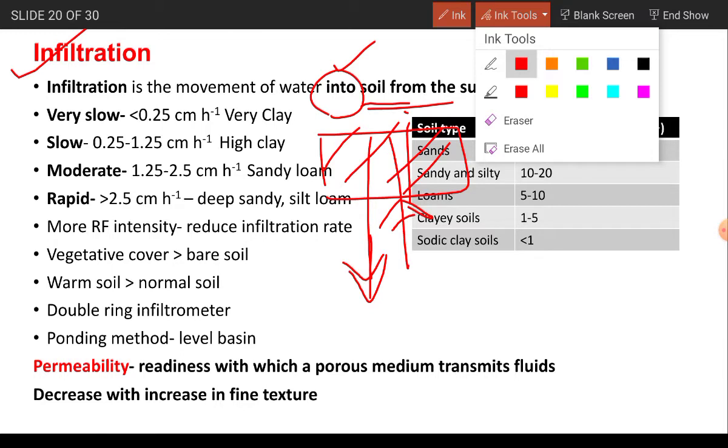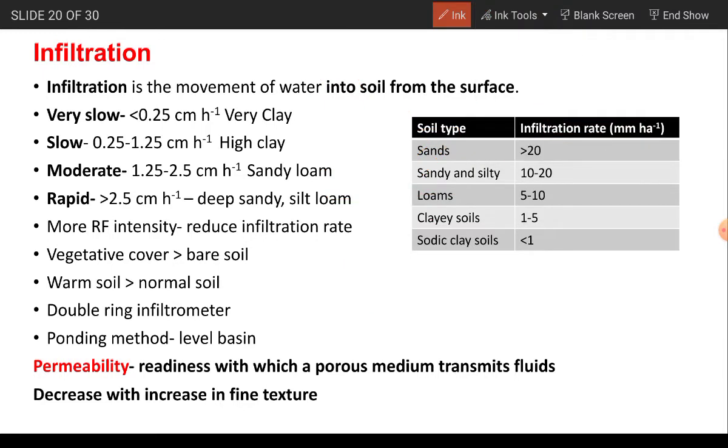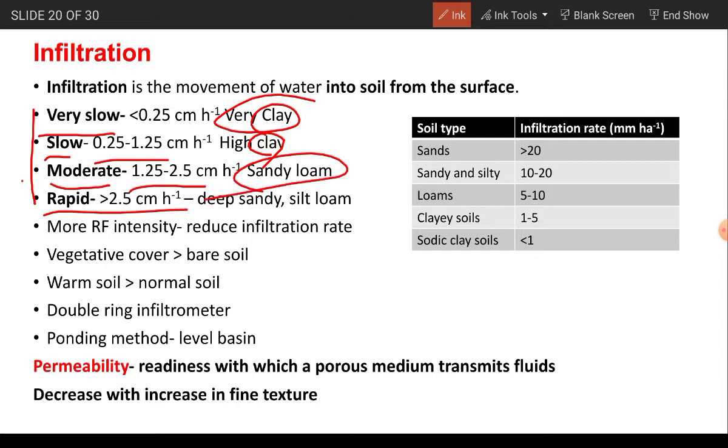The next one is the classification. When it is less than 0.25 centimeter per hour, it is called very slow infiltration. Similarly, slow is 0.25 to 1.25, moderate is 1.25 to 2.5, and rapid is more than 2.5 centimeter per hour. Very slow infiltration will occur in very clayey soil. Similarly, slow for clay soil, moderate for sandy loam, and rapid in case of deep sandy or silt loam.